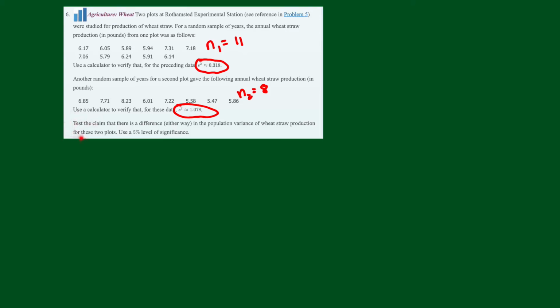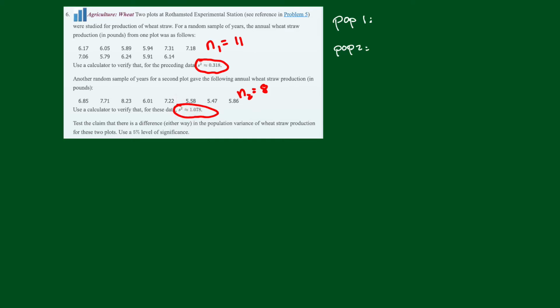And what are they asking us down here? Test the claim that there is a difference either way. So a not equal to test in the population variances of wheat straw production for these two plots, and use 0.05. Now I'm just going to decide which one will be population 1 and which one will be population 2. Just as a matter of ease, I'm going to choose population 1 to have the higher of the two variances. So when I look at this, the variance is 0.3. This one is 1 point something. Okay, this one's bigger, so I'm going to let this be population 1.